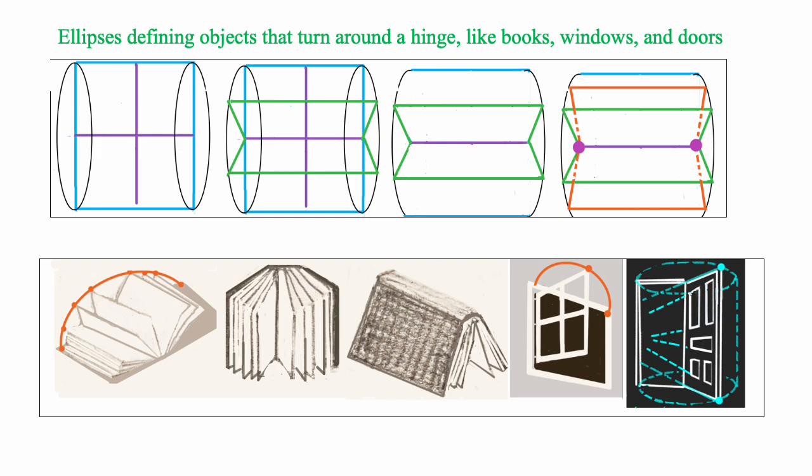Ellipses define objects that turn around in hinges like books, windows, and doors. To draw the book, we can start with this cylinder, which is the basic unit, and divide the ellipses on each end to represent pages, and have them meet at the center of each ellipse. This represents the spine of the book, and then we start developing pages in that book like this.